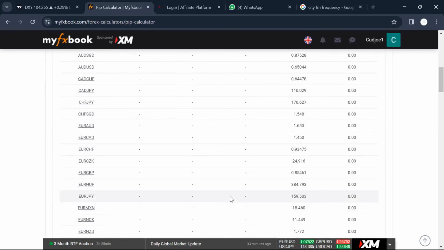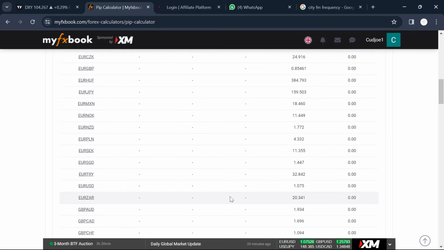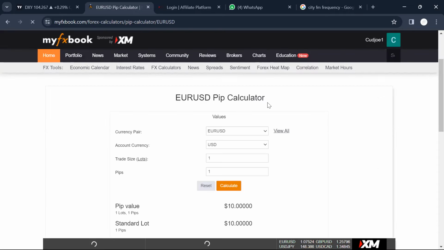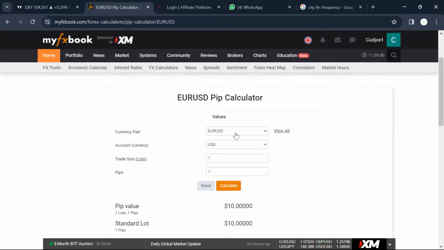Now, because we trade EURUSD, GBPUSD and gold, I'm going to just select that. So now I see EURUSD here. Select it, or click it, better said. Then it gives you the EURUSD pip calculator. So you realize that now we have four fields here. We have the currency pair selected here, the account currency, the trade size, meaning the lot size, and then the pip.